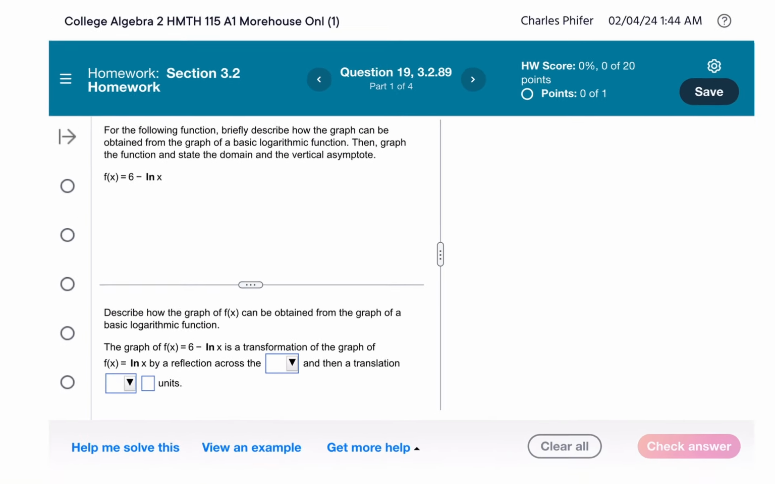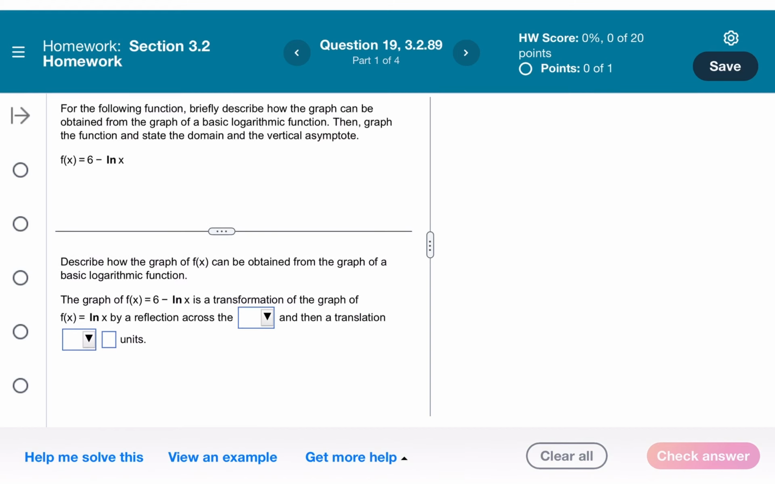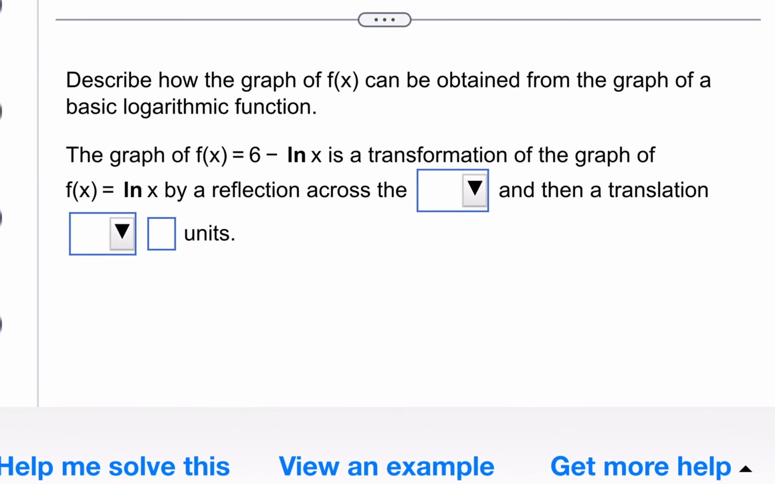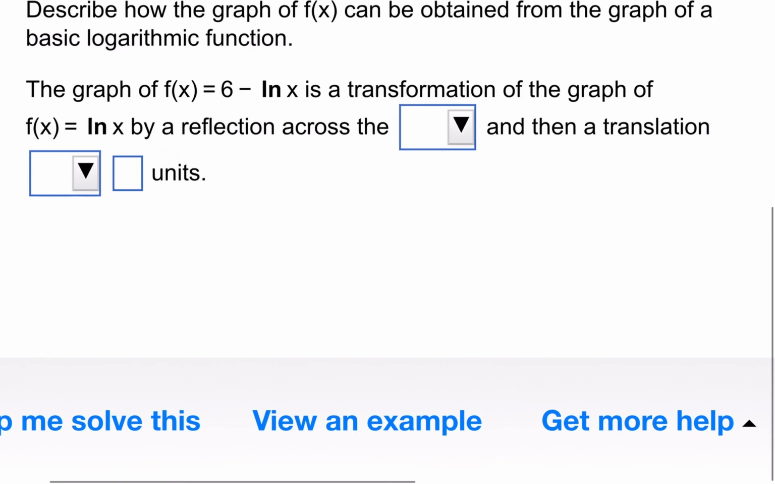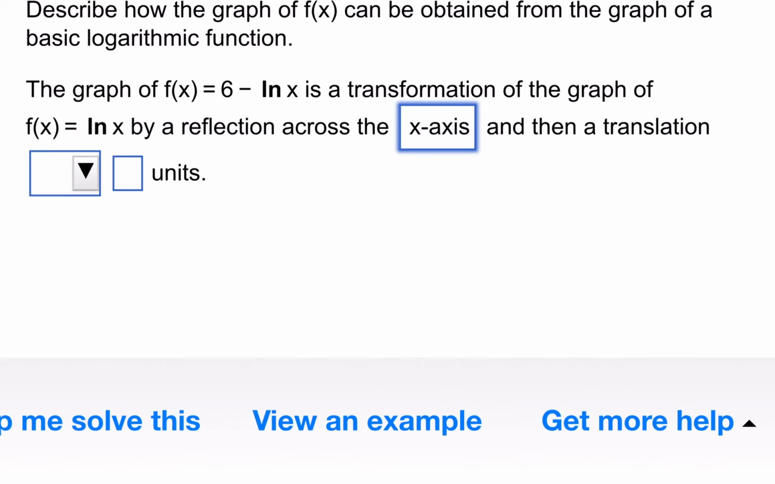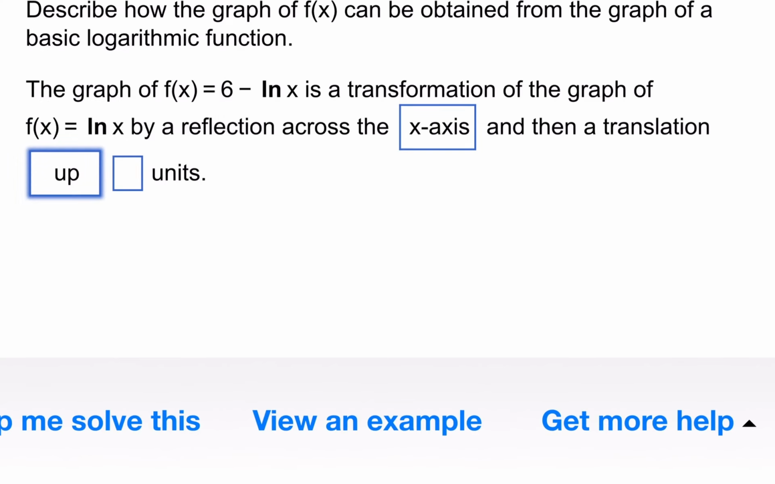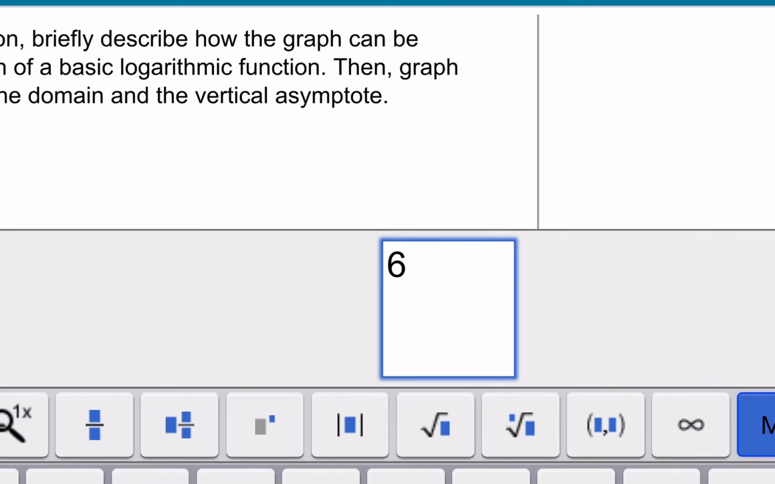Okay, so I'm just trying to get the image back here. Then it says describe how the graph of f of x can be obtained from the graph of the basic log. So the graph of this f of x is a transformation of the graph of natural log by reflecting it, flipping it vertically over the x-axis, and then a translation 6 units up, because we added a positive, we went up by 6 units.